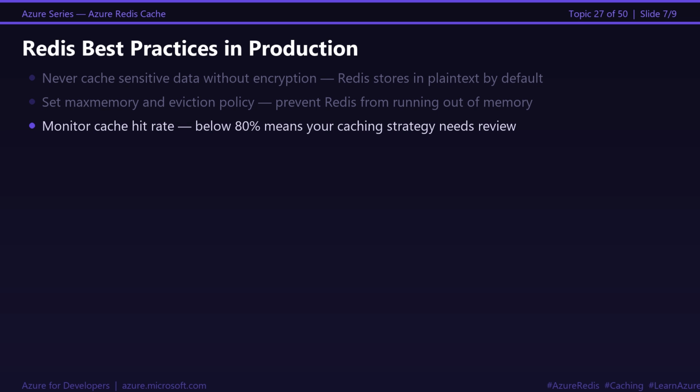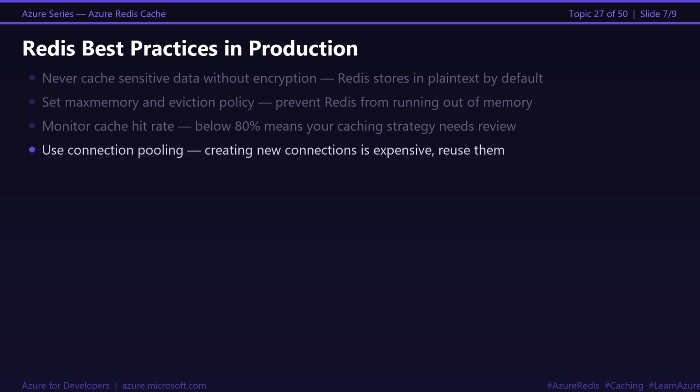Second, monitor your hit rate. A cache hit rate below 80% means most requests are going to the database anyway. Your TTLs may be too short. Your cache keys may be too granular. Review the caching strategy.